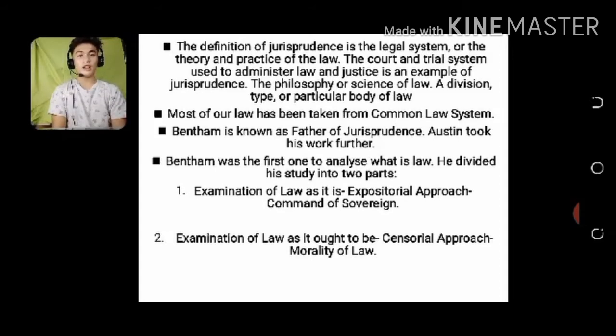A little information: Bentham is known as the father of jurisprudence. Bentham was the first one to analyze what law is. He divided his study into two parts. First is the examination of law as it is, the expositorial approach, meaning the command of the sovereign. The second is the examination of law as it ought to be, the censorial approach, meaning morality law. Then Austin took his work further, but Austin stuck to the idea that law is the command of the sovereign.